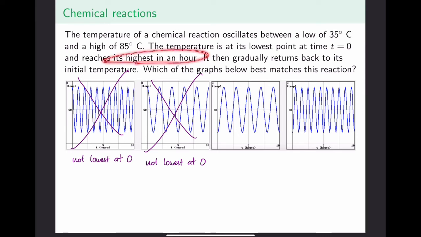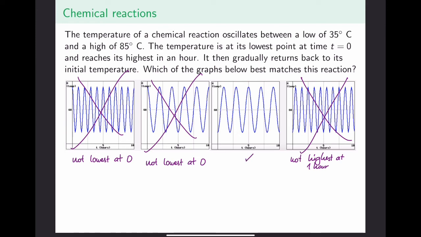Now, we're also told that the highest point of the temperature is in 1 hour. So let's see here. This is 5 hours, which means that 1 hour is going to be 1/5 of that. And same here. Now, if the highest is going to be in 1 hour, then I'm looking at something like this on both of the graphs, and I can see that this graph matches, but this one certainly does not. So this is my other piece of information that I can use to eliminate this option, not highest at 1 hour, and that leaves me with the only viable option, which is this third one here.